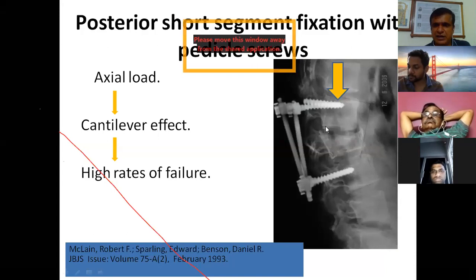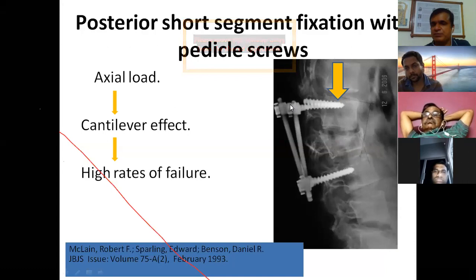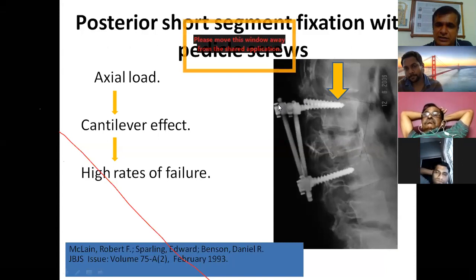Whenever the axial load is given, this anterior part is not supporting the axial load. So it collapses anteriorly and there is a failure of the screw system. So this is called the cantilever effect. There is an axial load, and this axial load should be stabilized by these pedicle screws. But the pedicle screws are not able to support the axial load, so it fails. This mechanism is called the cantilever effect.